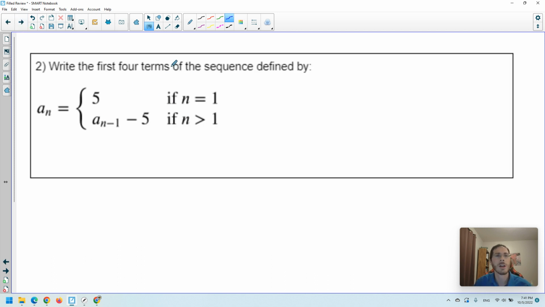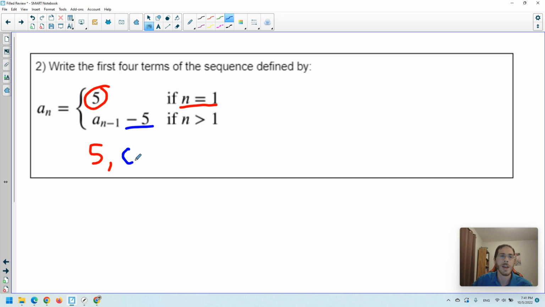For number 2, write the first 4 terms of the sequence. So here we've got 5. 5 is where we're starting because we always start at n equals 1. So the first term is 5. That's kind of nice. And then down here, this gives us our instructions. That tells us how much we're going up or down by every time. So here it says take your number and subtract 5 every time.